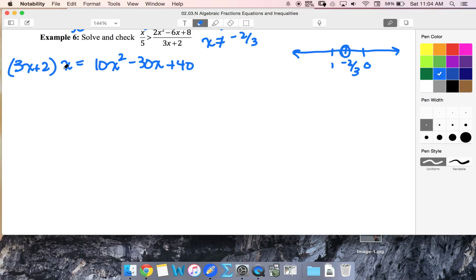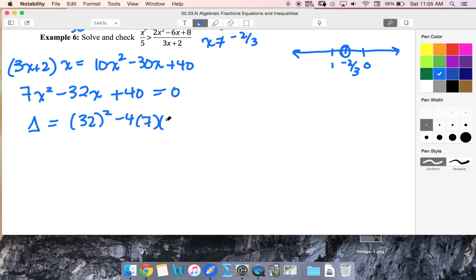Expanding, that's going to be 3x squared plus 2x. Move it to the other side: 7x squared minus 32x plus 40 equals 0. Now let's see if we can solve this. I'm going to look at the discriminant, and that's going to be 32 squared minus 4 times a times c. Put that into my calculator.